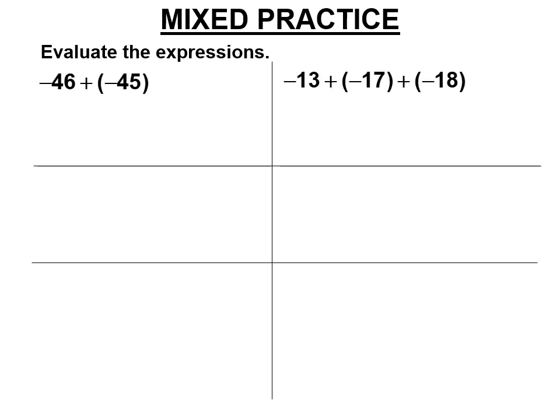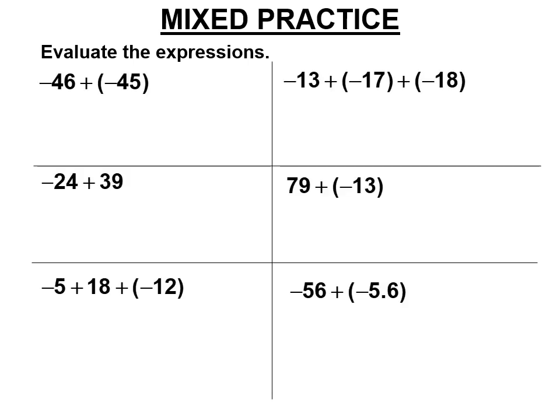So let's practice. So negative 46 plus negative 45. I'm just going to do that honestly. They're both negative, so you add them up. And so you get negative 91. Again, you can add these in any order, but these two add up to negative 30. I can do that in my head. So that made this problem easier for me. So that's negative 48.